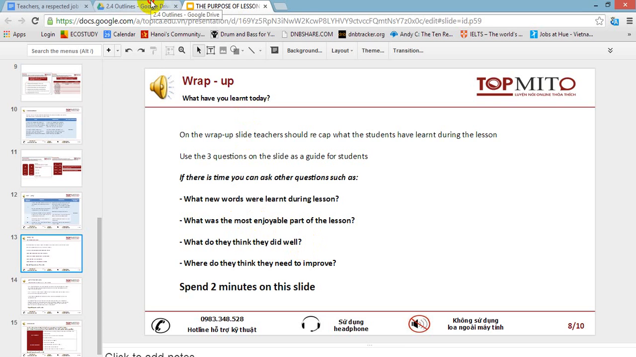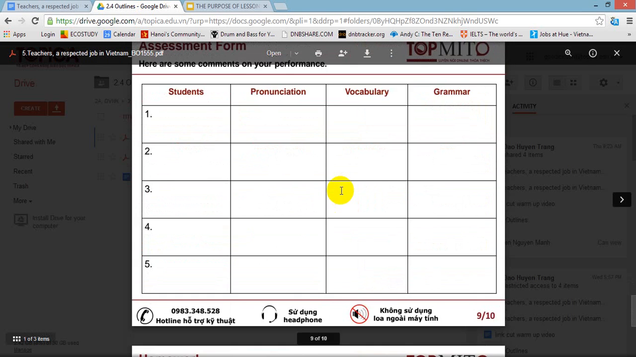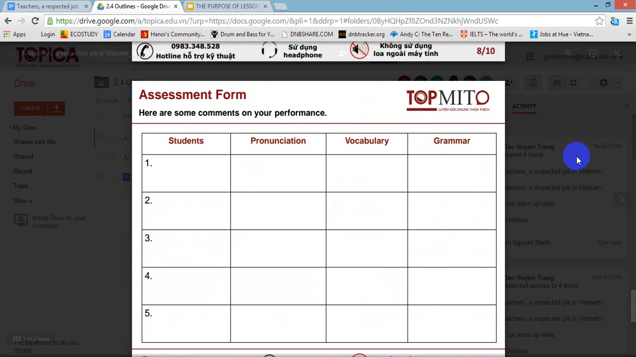Okay, and so the next slide is a very important slide where we give the students some assessment and some feedback from the lesson. So we will click on the assessment student button and we will give them some feedback on their pronunciation, vocabulary and grammar specific to each student.